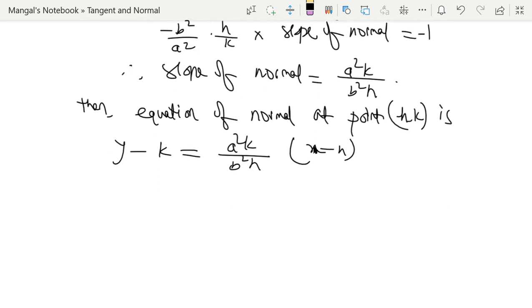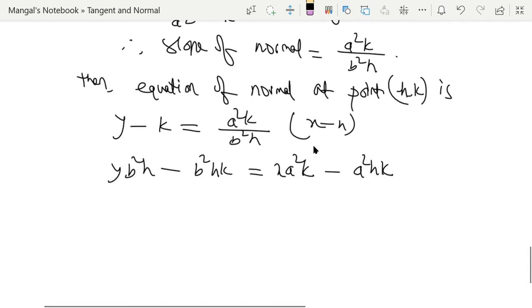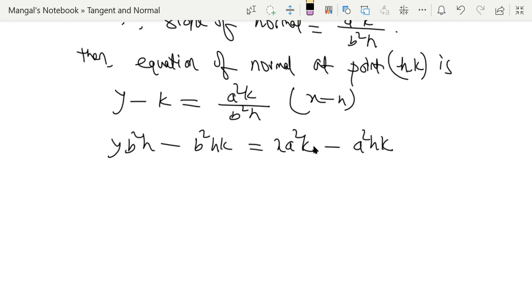Now let's go for cross multiplying. So y times b square h minus b square h k equal to a square k times x minus a square h k. Now let's bring x and y on the same side. So x a square k I'm keeping on the right side, and I'm bringing y b square h from the left to the right.